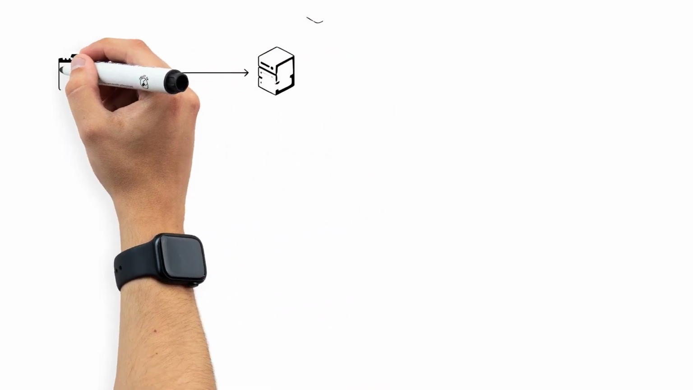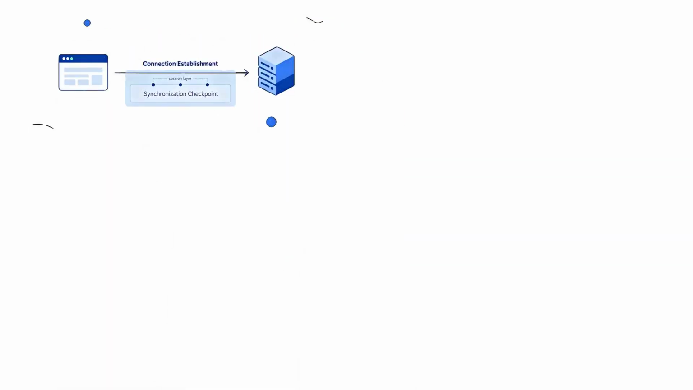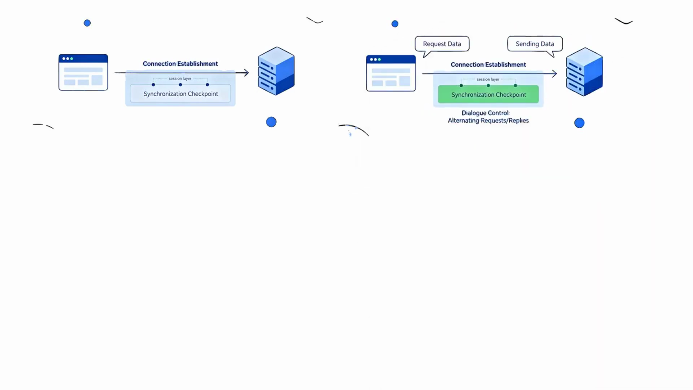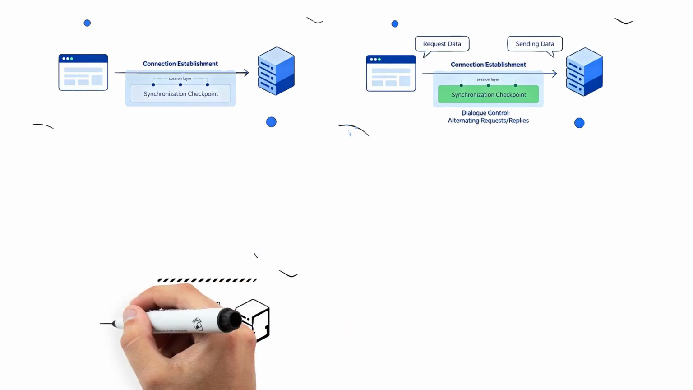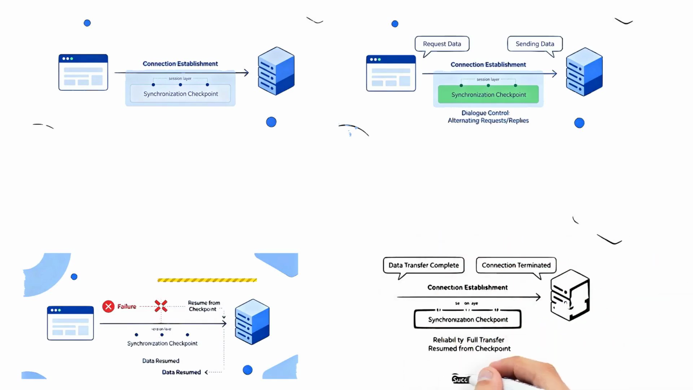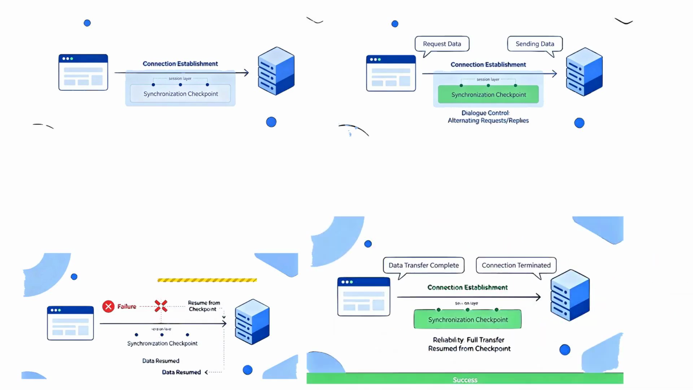The session layer establishes, manages, and terminates connections between applications. It controls the dialogue and inserts checkpoints into the data stream for synchronization. These checkpoints allow reliability by enabling a connection to resume from a failure point without starting over from the beginning.